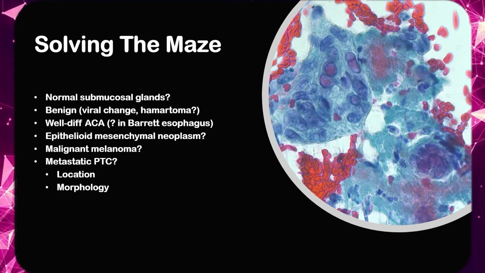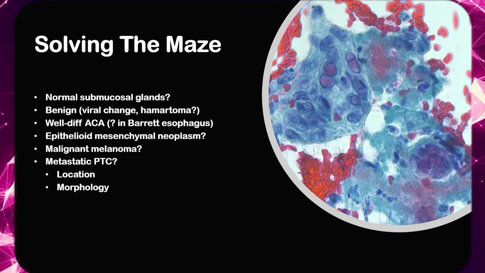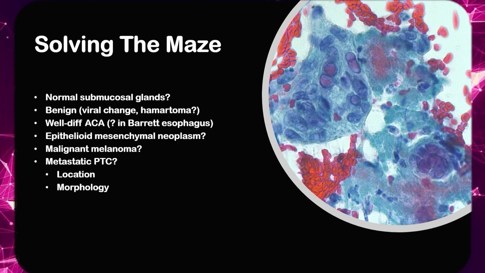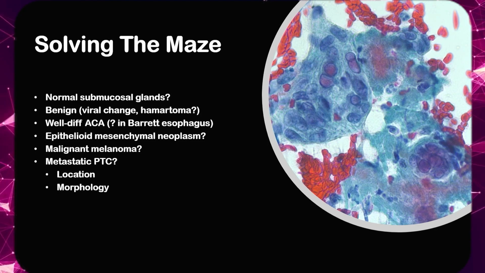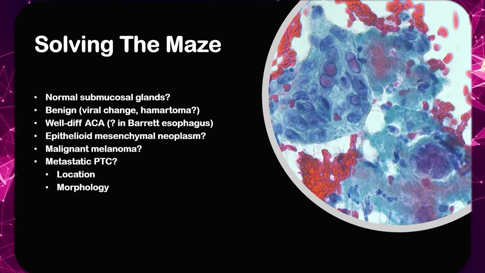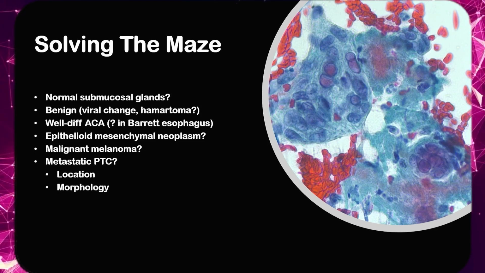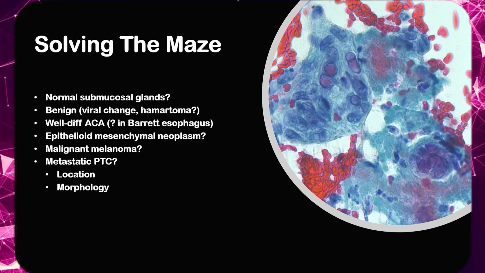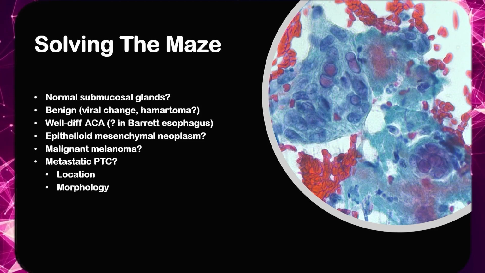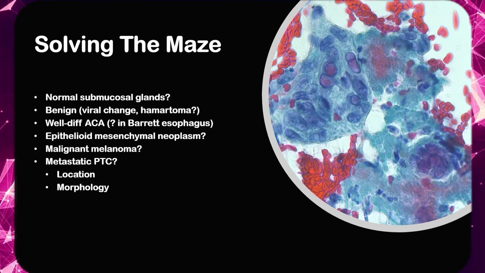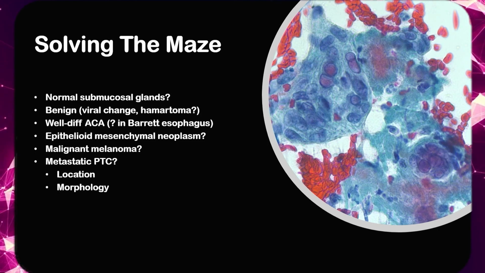So it's just called solving the maze. Either these are normal submucosal glands with some staining artifact, this is benign viral change, or some kind of hamartoma. Maybe it's a well-differentiated adenocarcinoma in Barrett's esophagus. This is our case with the same inclusions. Maybe it's an epithelioid mesenchymal tumor. Maybe a malignant melanoma. Maybe a papillary thyroid carcinoma, and we don't have the history of that. Maybe it's an occult papillary thyroid carcinoma.